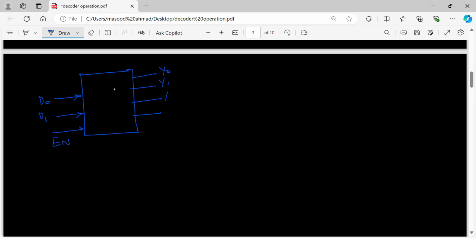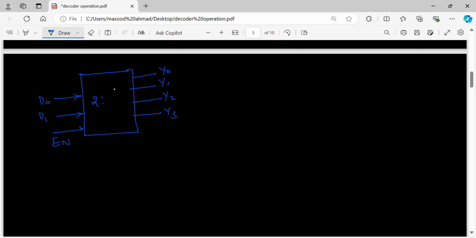So what I try to do is, I take up a decoder with two input lines. Sorry, 1 second. Inputs are here. These are the inputs. Let's say I have enable. Enable is active high. D0, D1 inputs. Okay. I have four outputs. Y0, Y1, Y2, Y3. I take all active high.